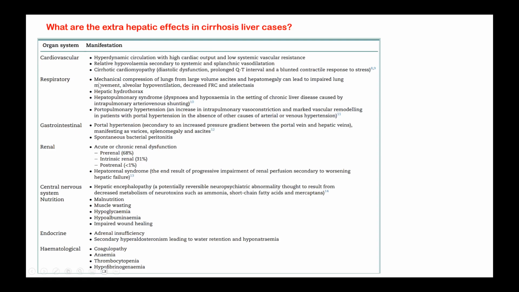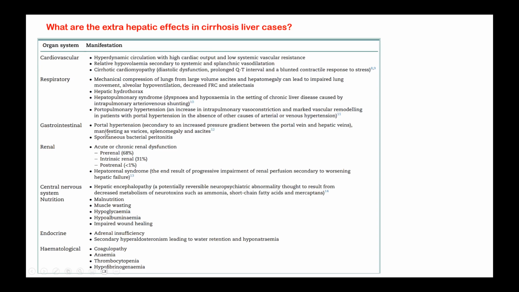And respiratory, if he has severe ascites, that will cause mechanical compression of lung, and the hepatomegaly can lead to impaired lung movement, basal atelectasis, alveolar hyperventilation, decreased FRC, etc. And he may have hepatic hydrothorax. He can have hepatopulmonary syndrome and portopulmonary syndrome. All these things are the respiratory changes.